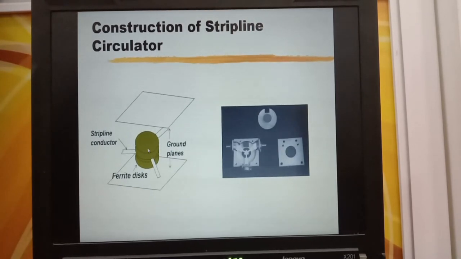And at the junction, we have a ferrite disc above the strip and another ferrite disc below the strip. A permanent magnet is then applied perpendicular to the ferrite discs. Due to the presence of the static magnetic field through the ferrite discs, we get a non-reciprocal behavior. This is another view of the construction.